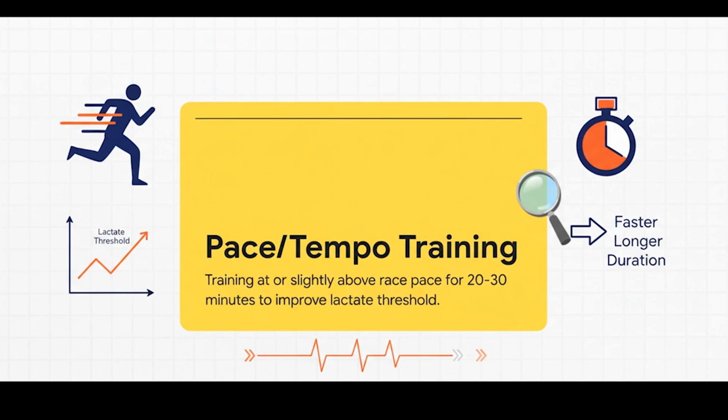Next up, we have pace/tempo training. This is all about getting comfortable with being uncomfortable. You're basically training right at, or just a little bit above, that point where your muscles really start to burn. That's your lactate threshold. By training there, you teach your body to become more efficient, which means your client can hold a faster pace for a longer time.